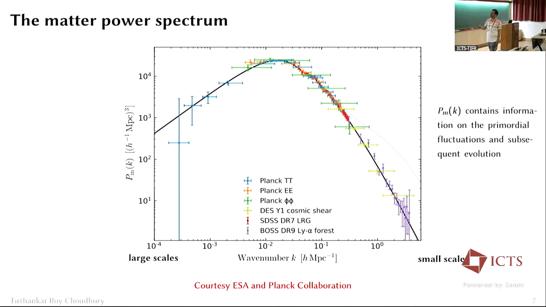This also shows how this power spectrum is measured using different kinds of observations. For example, the large scale ones mostly come from CMB, Planck, and then these come from different kinds of galaxy surveys. Okay, so cosmic shear is something related to lensing surveys, then LRGs are coming from galaxies, and then very small scales come from the Lyman alpha forest. So this is how this power spectrum is measured, and we understand this shape from our perturbation theory.